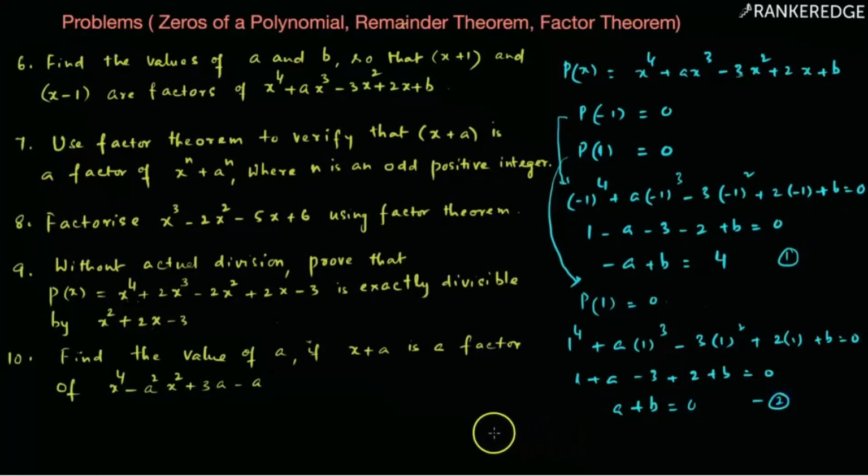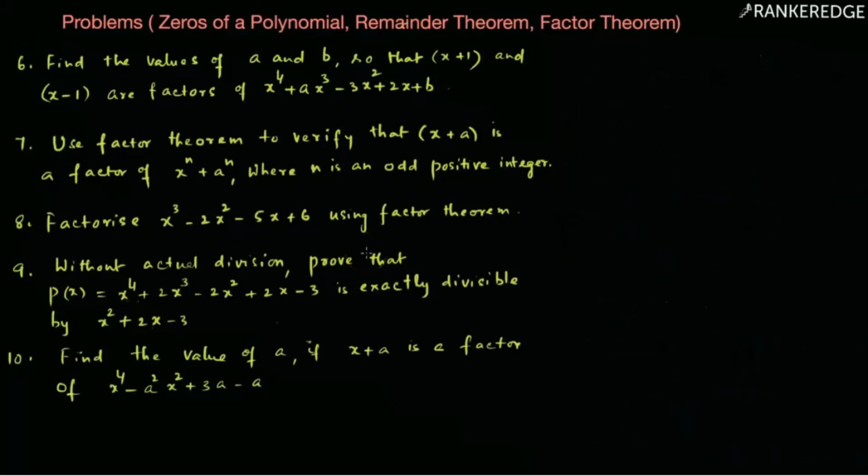If I add these two, what will I get? It means I add the LHS of both the equations and equate to the sum of the RHSs of both the equations. What I get is 2b is equal to 4 plus 0, that is 4. That implies b is equal to 2. This means a is equal to minus of b from the second equation. Therefore, a is equal to minus 2. These are the values of a and b.